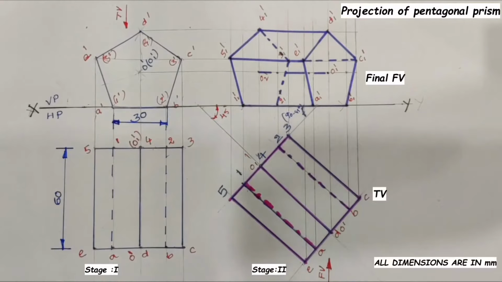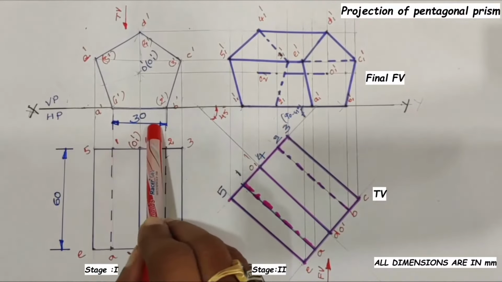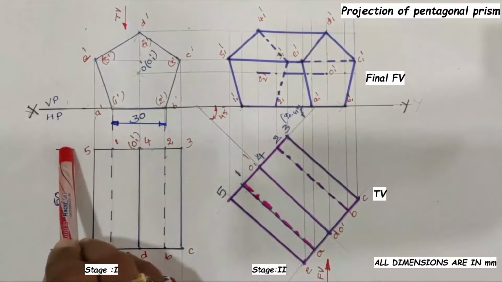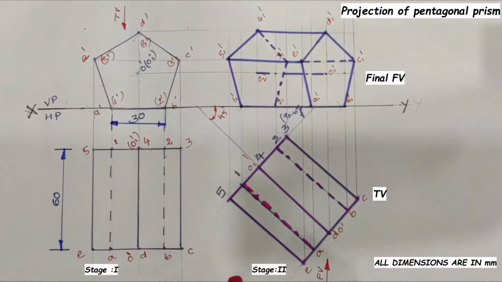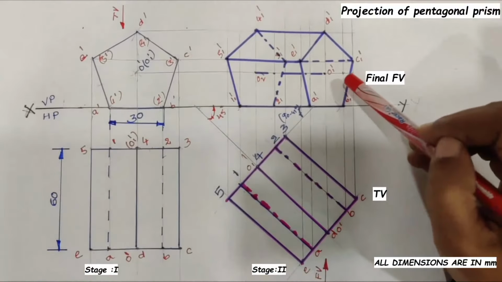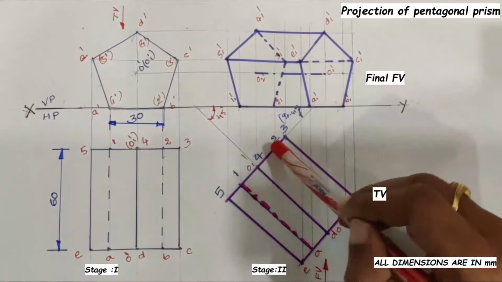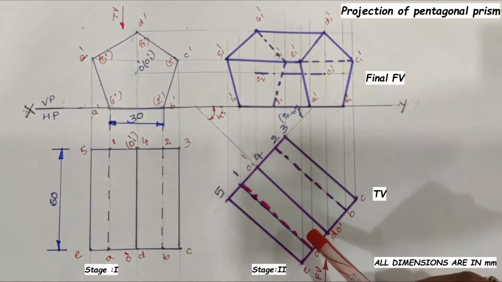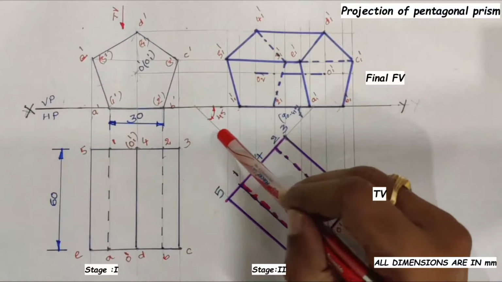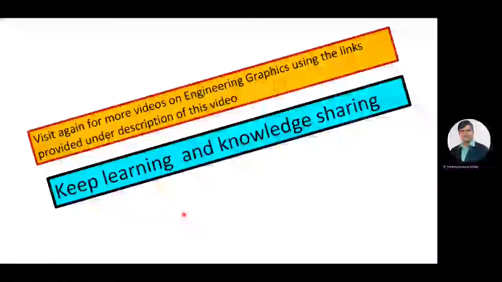Related to the dimensioning details, here the base side length of the pentagonal prism is 30 mm and axis height is 60 mm. That is, all dimensions are in millimeters. This is the required front view when the pentagonal prism is resting on its face on HP and the axis is inclined with an angle of 45 degrees to the VP.